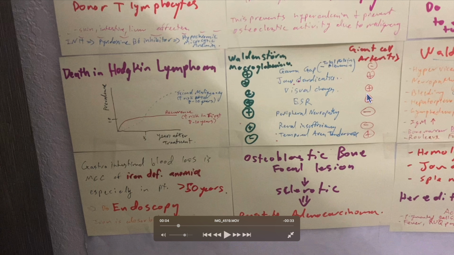Visual changes are positive in both of them. ESR is positive in both of them. Peripheral neuropathy is negative in giant cell arteritis, but positive in Waldenstrom macroglobulinemia. Same thing with renal insufficiency. Temporal area tenderness is going to be positive for giant cell arteritis, but negative in Waldenstrom macroglobulinemia.